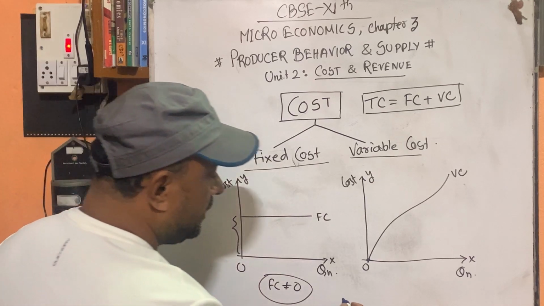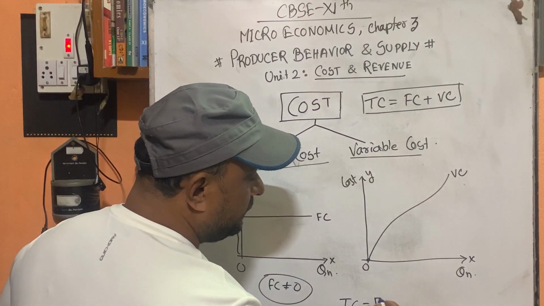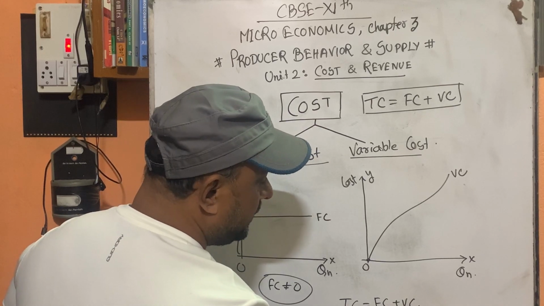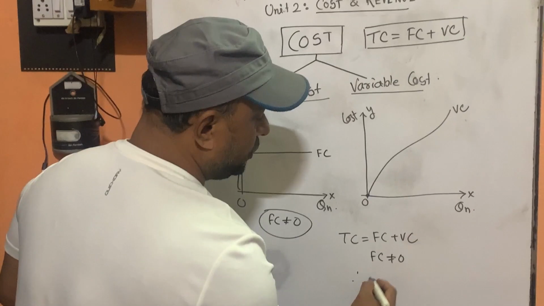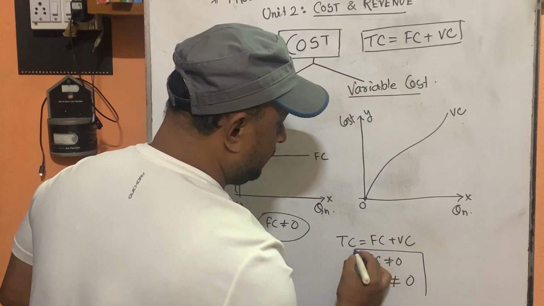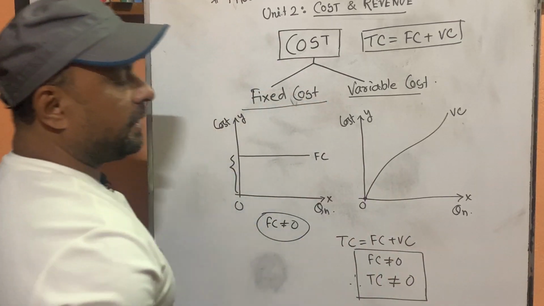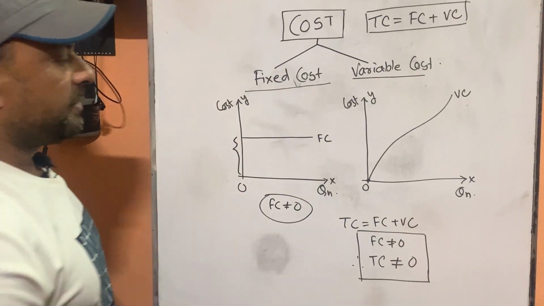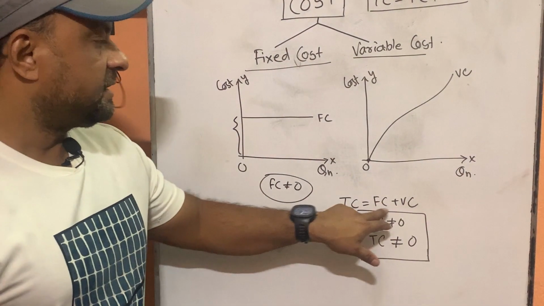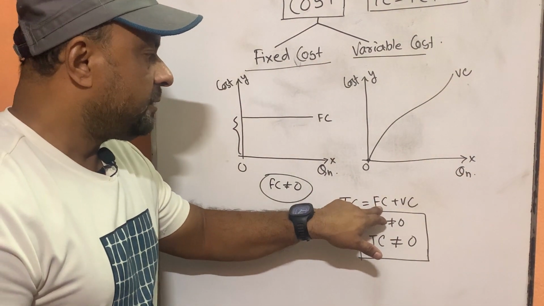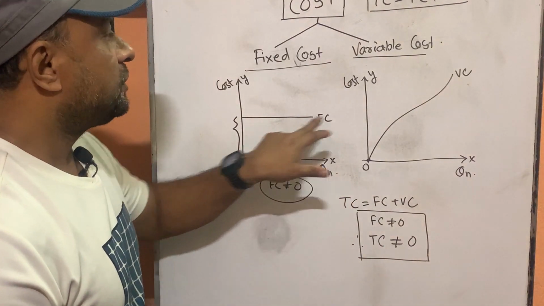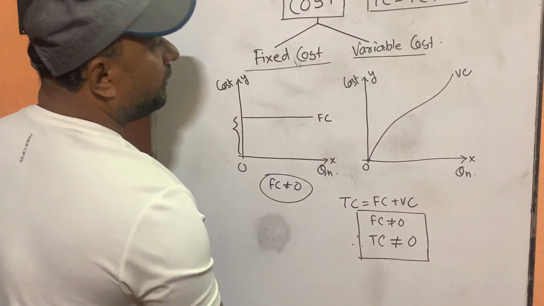So what do we get? Total cost is equal to fixed cost plus variable cost. Fixed cost never becomes zero, and so total cost also never becomes zero. Very important concept. This one is required in numericals. A question may also ask why total cost never becomes zero, because total cost is the sum of fixed and variable cost, and fixed cost never becomes zero, so total cost also never becomes zero.